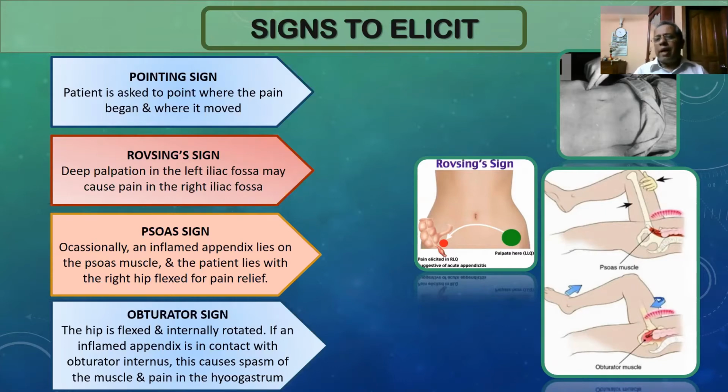If it is a pelvic variety of appendicitis, if the appendix is hanging in the pelvic cavity on the right side, it touches the obturator fascia. So if you move the obturator muscle, the obturator fascia also moves, causing pain in the pelvic cavity. That is called Cope's obturator test. That means the knee is flexed, the hip is flexed, and you internally rotate the thigh, causing spasm of the muscles, and the patient feels pain in the hypogastrium. So these are the signs of appendicitis.